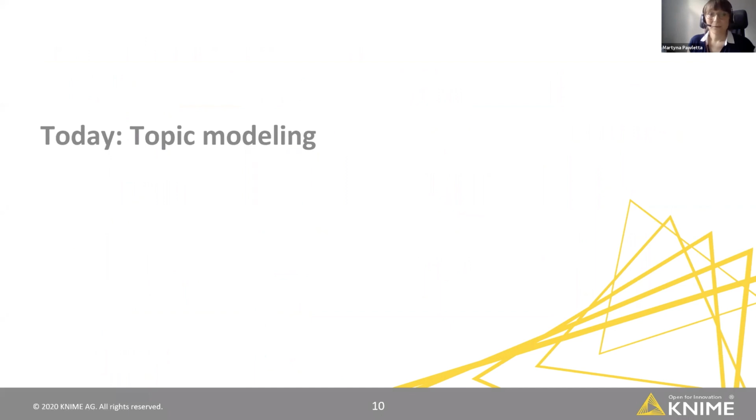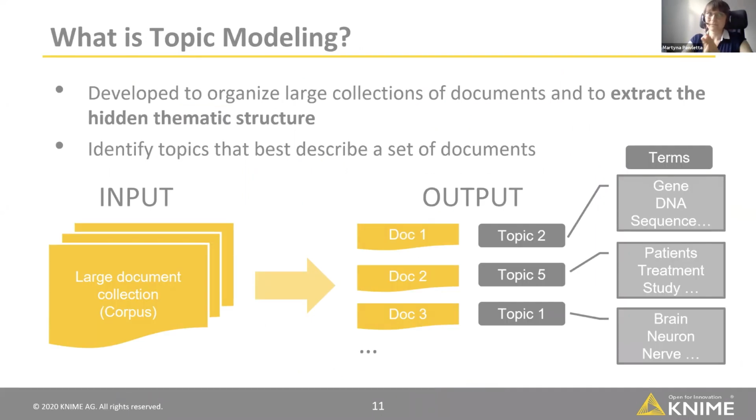Okay, so today we will focus on topic modeling. Topic modeling is a very popular method in text mining with the goal to extract a hidden thematic structure of a document and identify topics that best describe a set of documents. Of course, if a human being reads a text or documents, he will be able to define a topic as well. But with a large amount of documents, we don't have the human power anymore to do that manually. So this is the time where topic modeling comes into play.